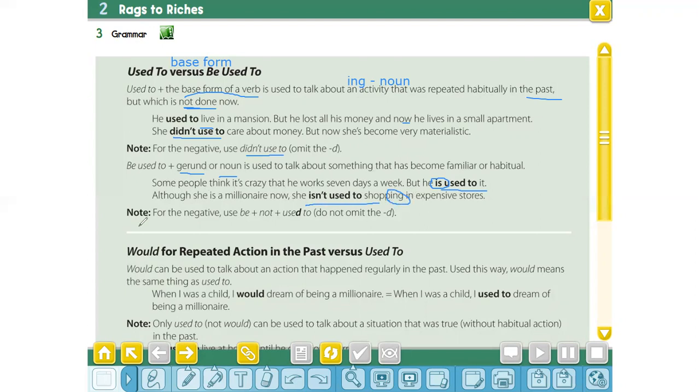Okay. Pay attention for negative. Use be, not used to. We don't omit D, okay? When we change is used to into negative, we don't omit D. Isn't used to. What about would? Would equals used to, okay?